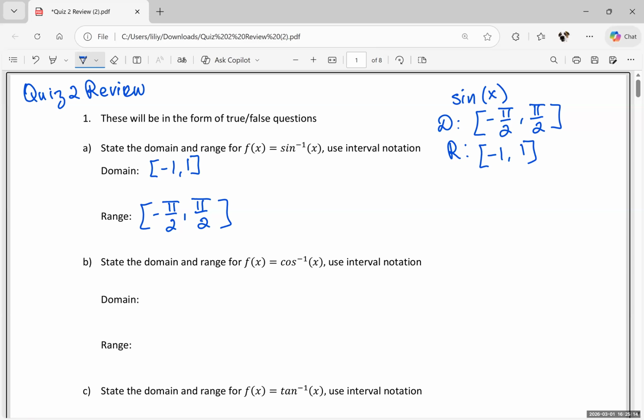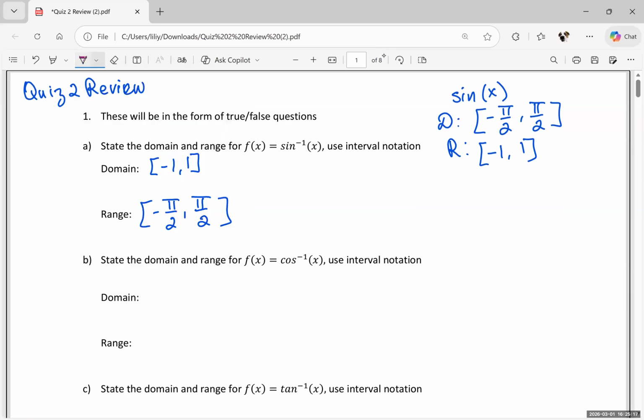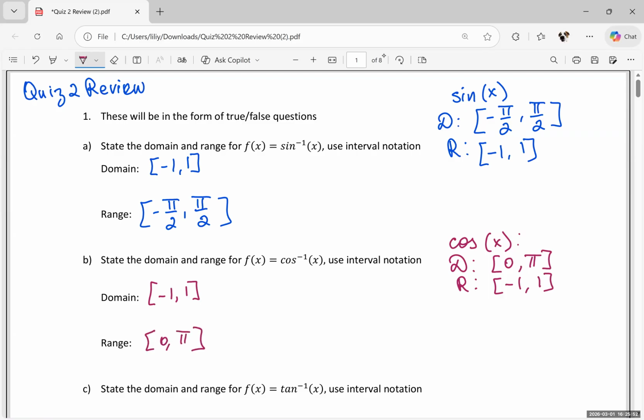Same thing for the cosine function. So the original function, the cosine of x, we restricted the domain to make the function 1-to-1 to go from 0 to pi. And then the range is the same for the original function as the sine of x, which is negative 1 to 1. So then the domain of the inverse would be the range of the original, negative 1 to 1, and the range of the inverse would be the domain of the original. Okay.